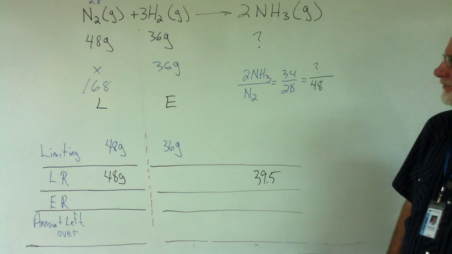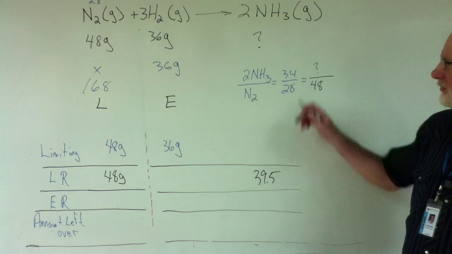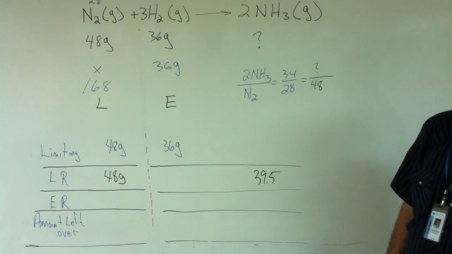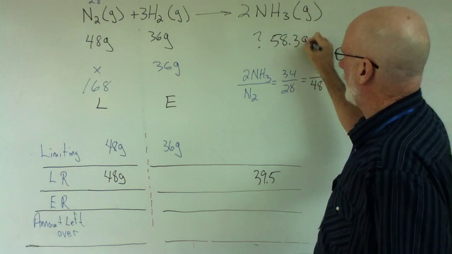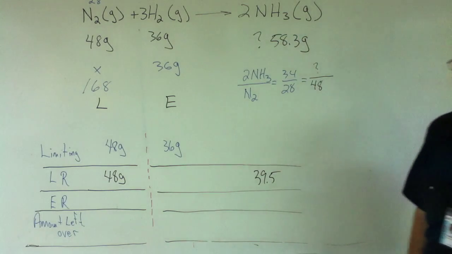So what do you got? 34 times 48 divided by 28. 58.3. 58.3 grams. Okay?